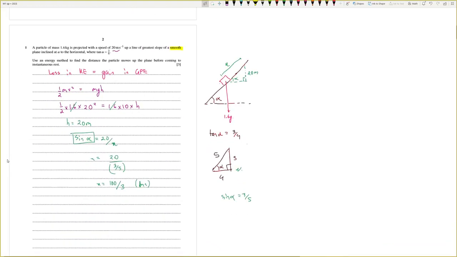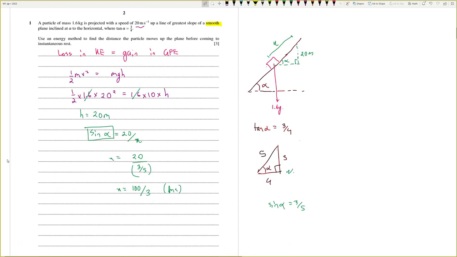I actually have this paper solved, so it's not going to take a lot of time. So, what do we have? A particle of mass 1.6 kg is projected with speed 20 meters per second up a line of greatest slope of a smooth plane inclined at alpha to the horizontal, where tan alpha equals 3 by 4.